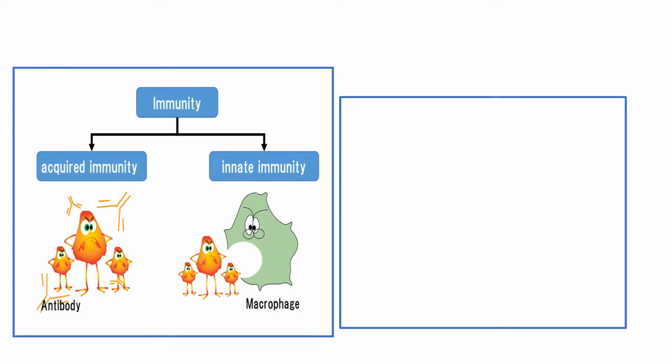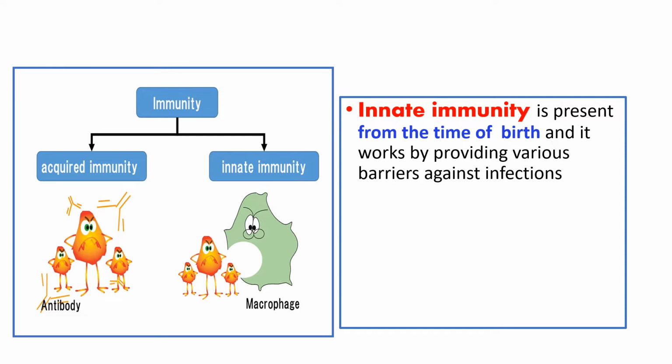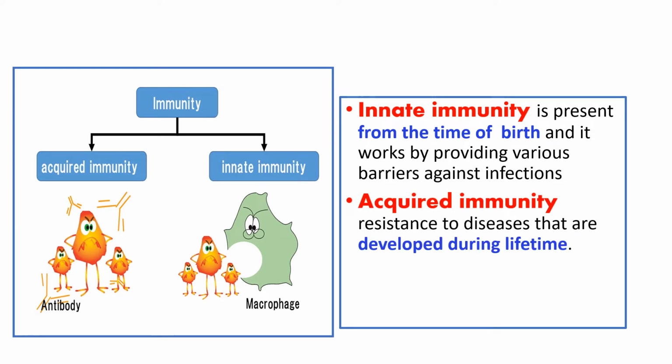Although there is a considerable overlap between the innate immunity and the acquired immunity, we are organizing these into these many types just to understand them better. The innate immunity, as we said, is present right from the time of birth and works by providing various barriers against infection. Whereas the acquired one is the immunity that is developed during the lifetime of an individual, and it is a specific type of immunity providing resistance to many diseases that we encounter.